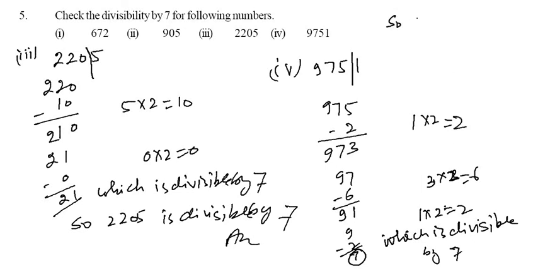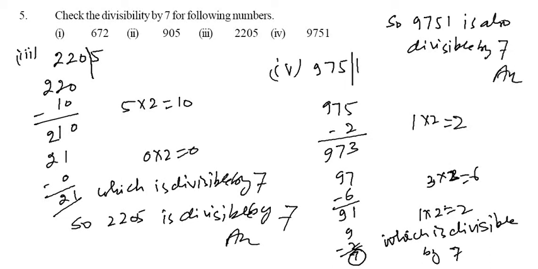So the number 9751 is also divisible by 7. So that will be your answer. Let us see the next question.